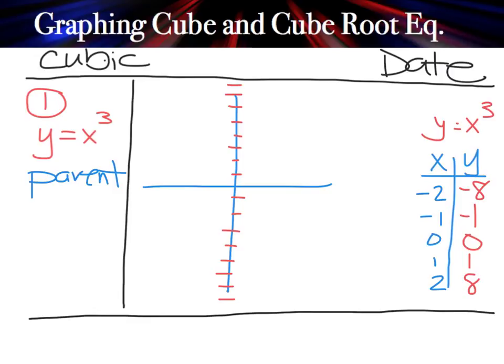Okay, so I'm going to go to 0, 0 on the graph, and then if I go to 1, we'll have 1, and 2 will be 8, and then -1 will be -1, and -2 will be -8. The graph of the cubic function looks something like this.